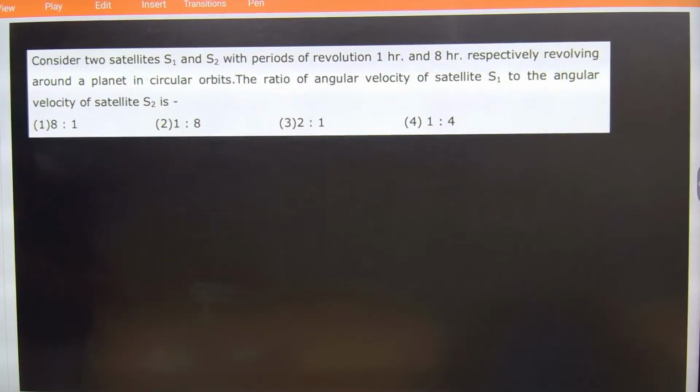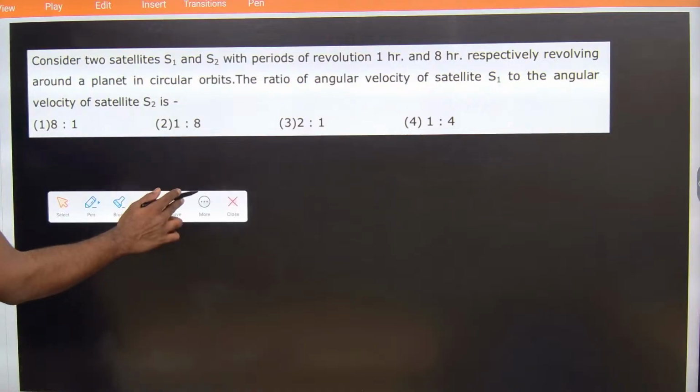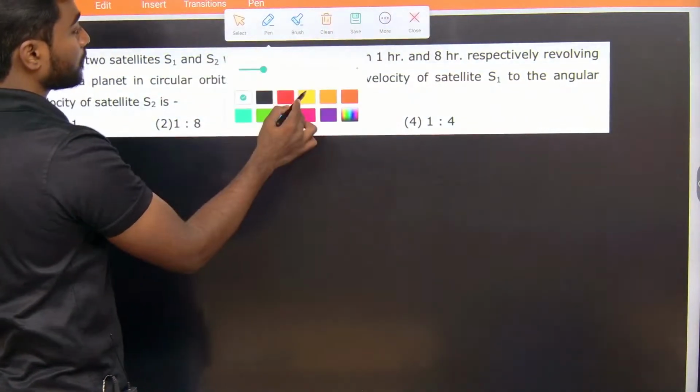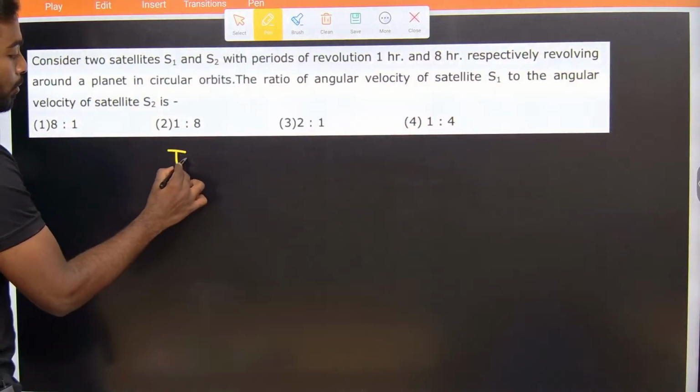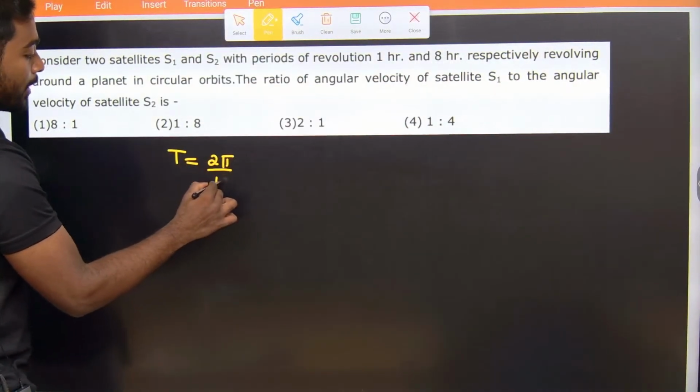So the next question is, consider two satellites S1 and S2 with periods of revolution 1 hour and 8 hours respectively revolving around a planet in a circular orbit. The ratio of angular velocity of satellite S1 to the angular velocity of satellite S2. So what is the relation between the angular velocity and the time period? Yes, we know that T is equals to 2 pi by omega.